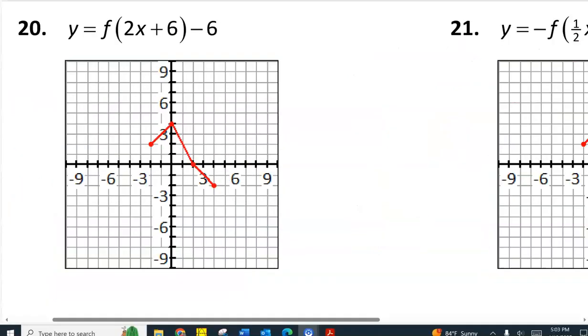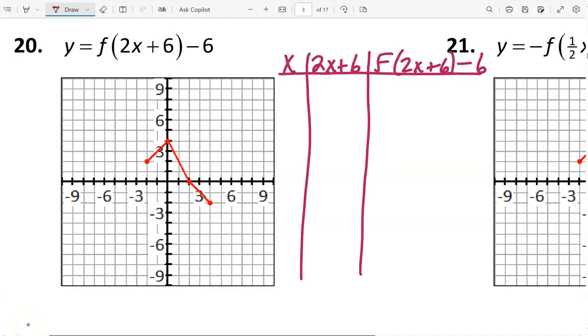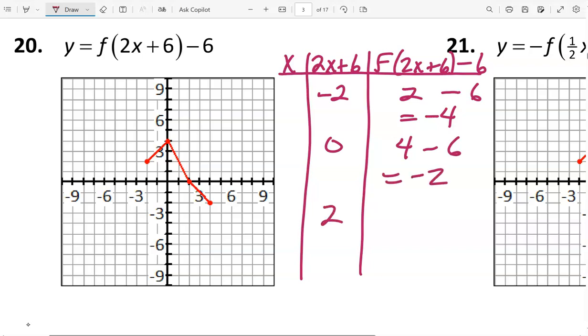In number 20, we can set up a table x, and then we have to multiply by 2 and add 6, and then take f of that value and then subtract 6. So our input and output values are going to be negative 2 comma 2 minus 6, which is equal to negative 4, and 0 comma 4 minus 6, which is negative 2, and 2 comma 0 minus 6, which is negative 6, and finally 4 comma negative 2 minus 6, which is negative 8.